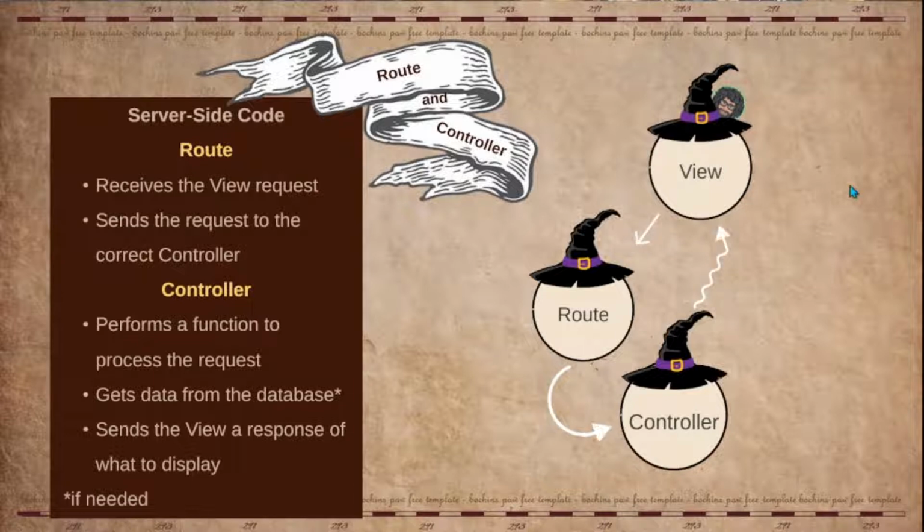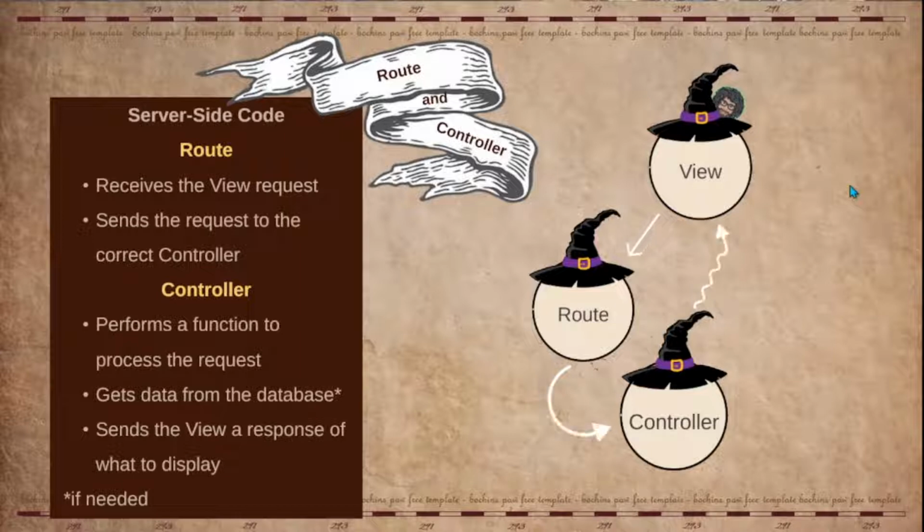In our Marauder's Map example, the route is the part of the spell that hears the request of where you want to go, considers the best path, then calls the controllers of the staircases on that path. Now the controller hears the request that's passed along by the route. If it needs to, it talks to the database, performs a function to complete the request, then explains to the view what to render and the data to include.